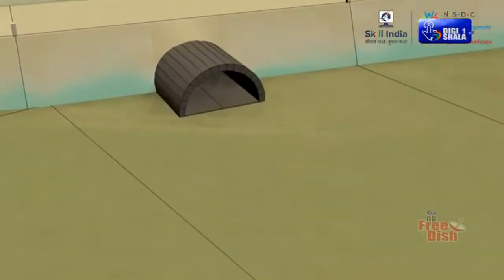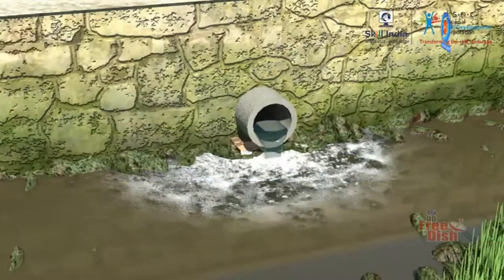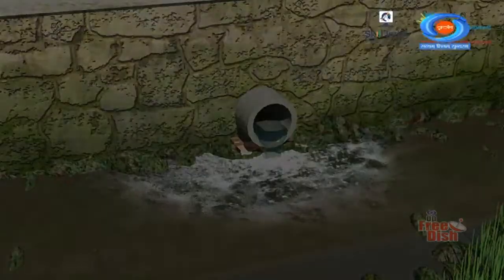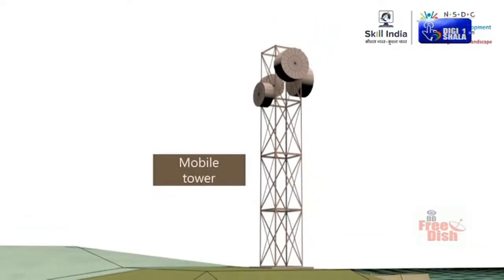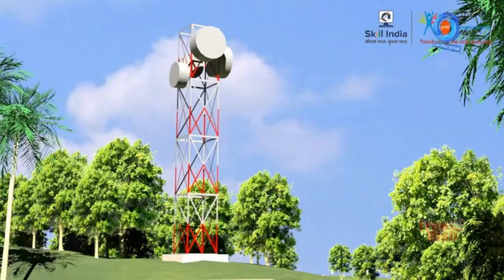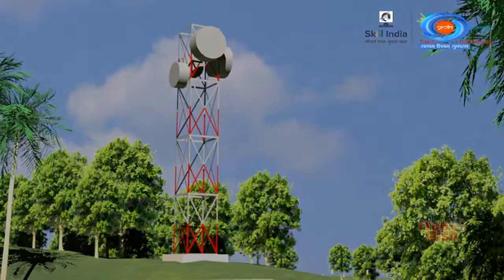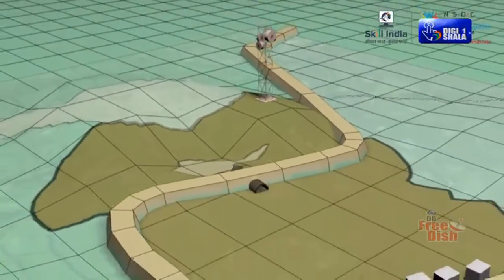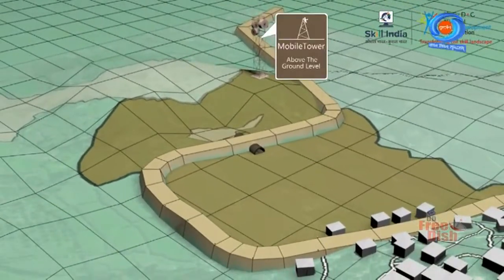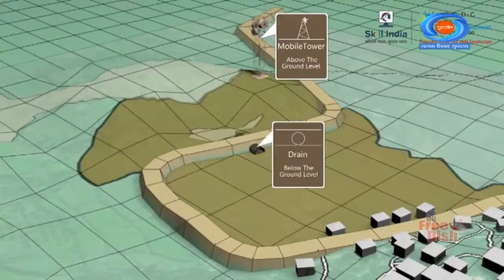Road, there is a drain. Also, a mobile tower above the surface of his land. So, how do you think the tower was built above the ground, the drain below the ground, and the road on the ground?